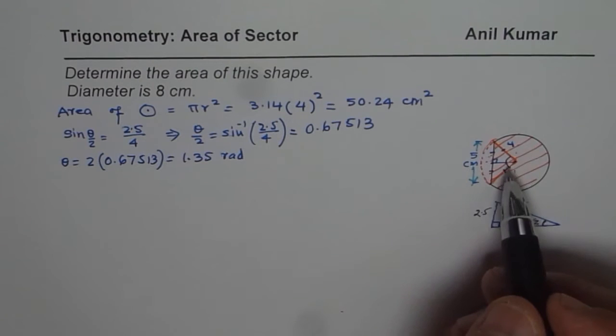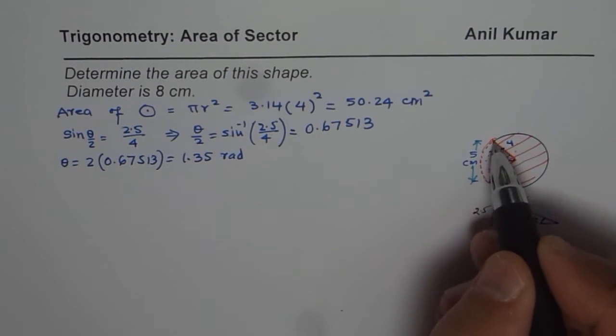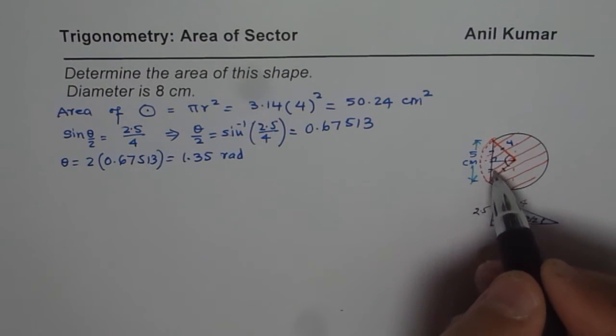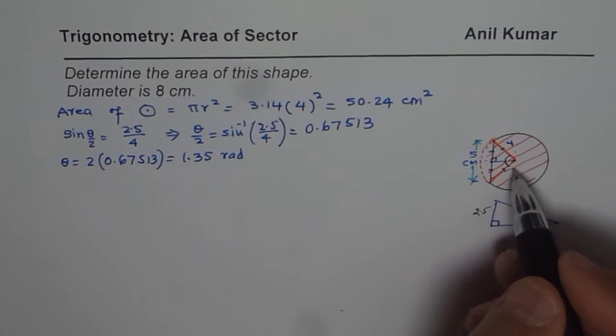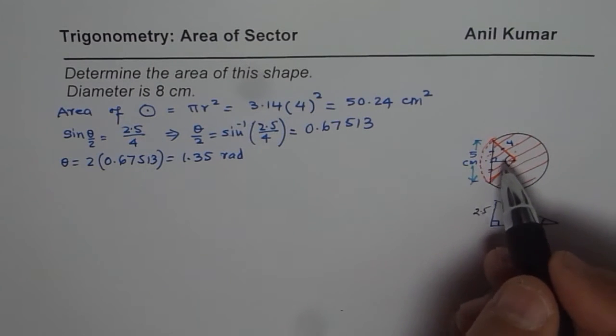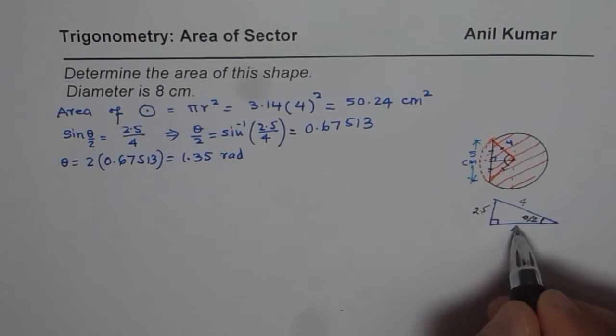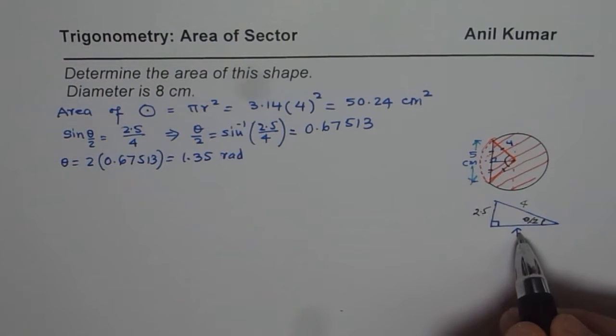Now to find the area of this segment, we should first find the area of the sector and then take away the area of the triangle. So let me write down the area of the triangle also. We can find the height of this triangle, which means we can find this side now. So what is this side equal to?